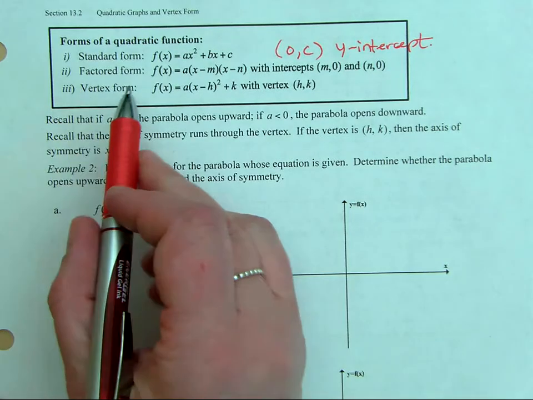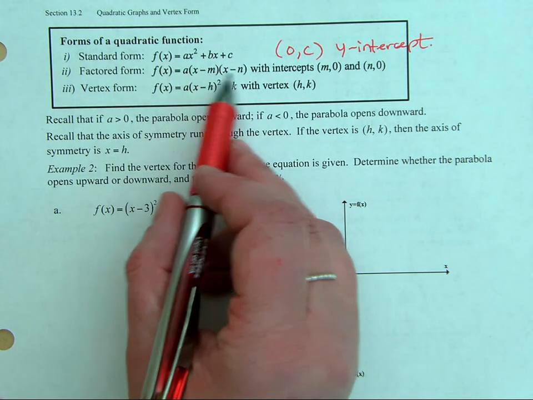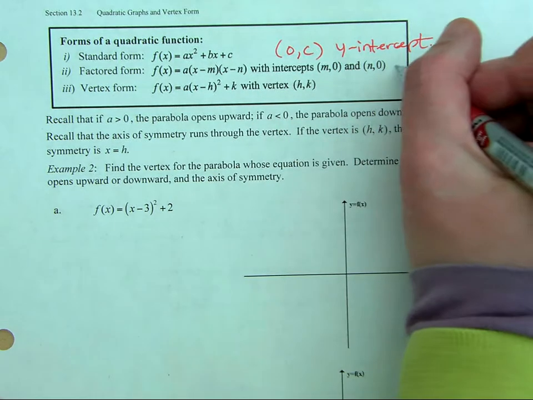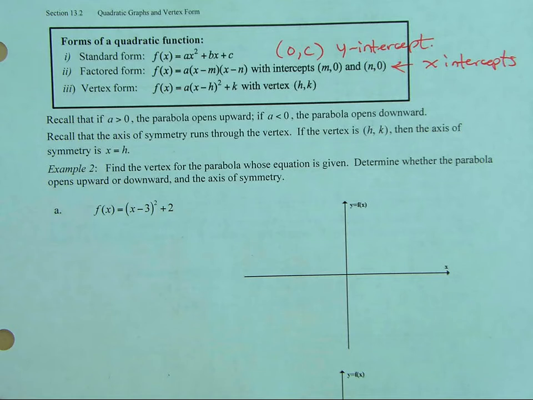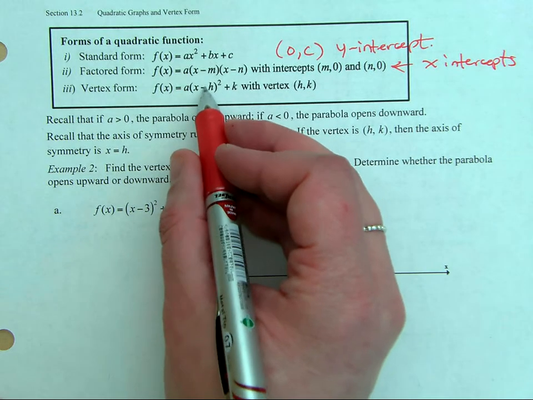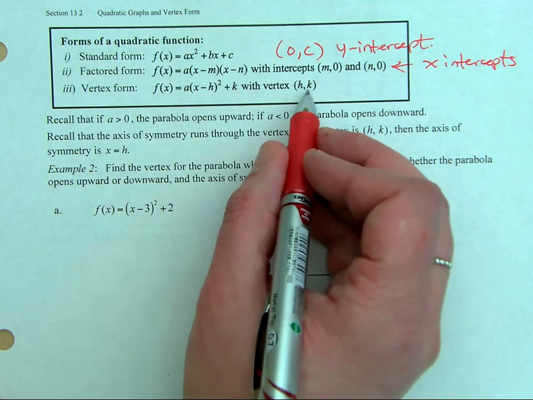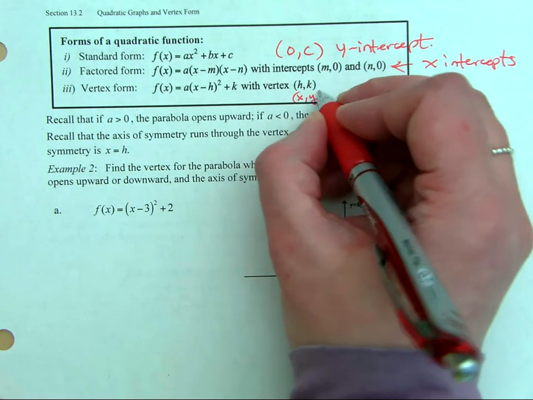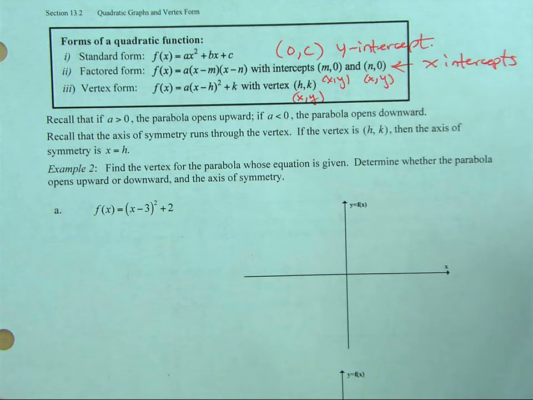The second form is the factored form. And here, this means if you have a number m and a number n, those are going to be your x-intercepts. And then the last one is the vertex form. So we were talking about how you take the opposite of the h value, and that's going to be your x-coordinate. And then k by itself, without changing the sign, is the y-coordinate. So this is (x, y). These are all xy coordinates. That's why they're in ordered pairs, okay?